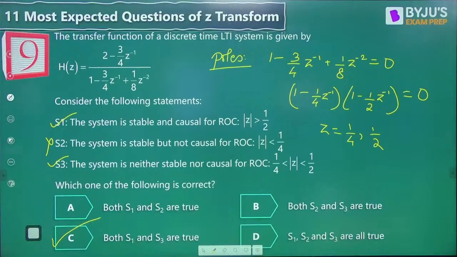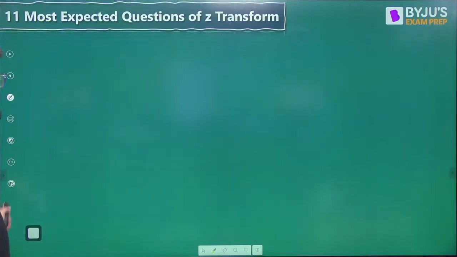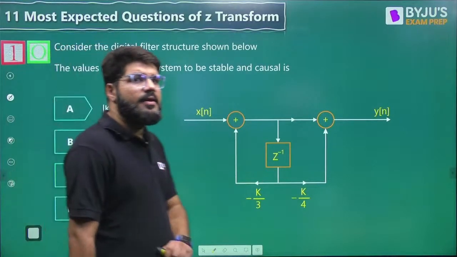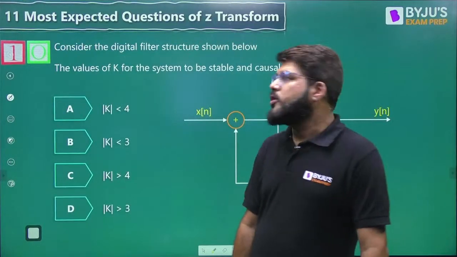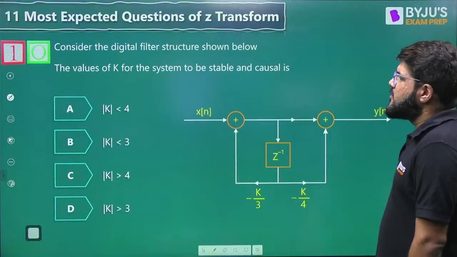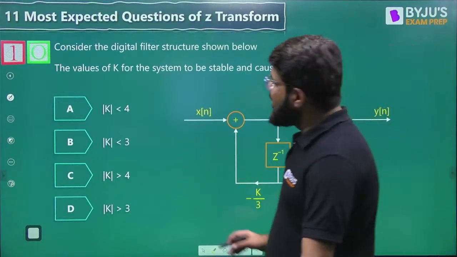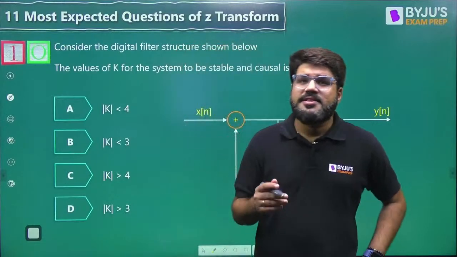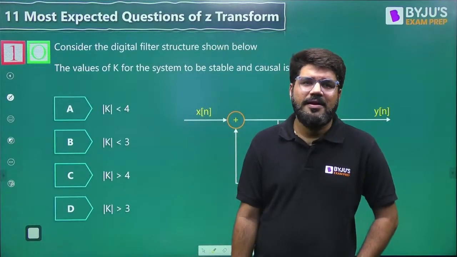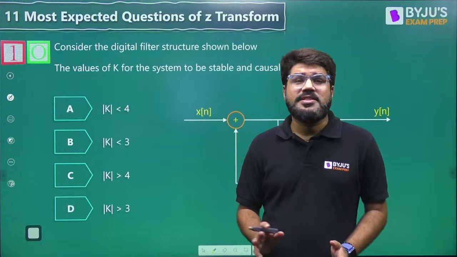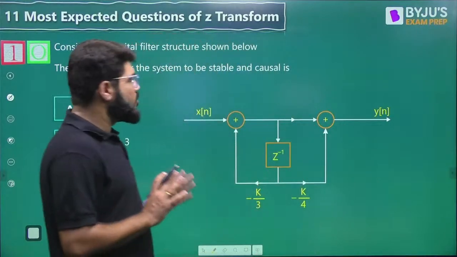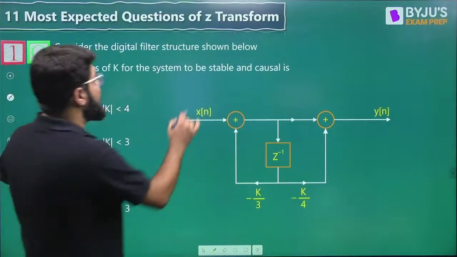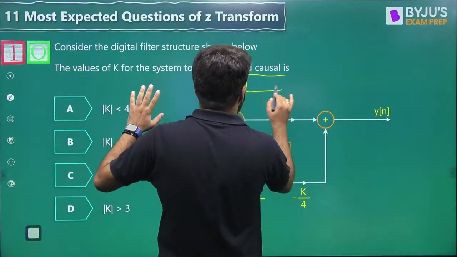Let's move ahead to the next question. Question number 10. Consider the digital filter structure shown below. See guys, this is nothing about design of digital filters, because since GATE 21, digital filter design has been removed from GATE. It is a very logical question on stability and causality. What is the value of K for the system to be stable and causal?